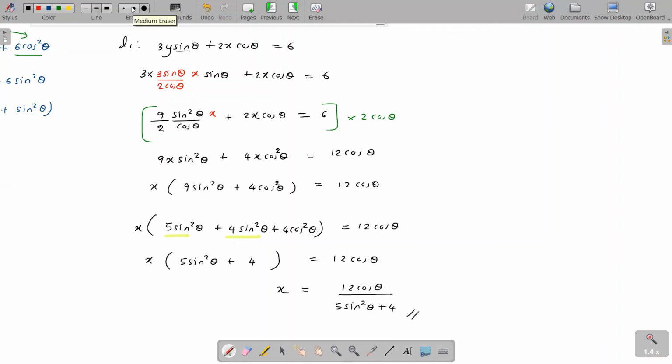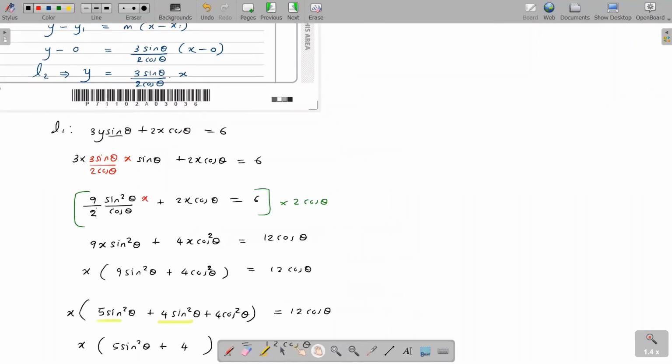Now substitute this value into the y and get the y coordinate as well, the y coordinate of Q. So even if you keep your answer for x as 12 cos theta over 9 sine square plus 4 cos square theta, at this point, even that is okay for the coordinate of Q. So here I just went for a little bit of extra simplification. But if you kept your answer as 12 cos theta over 9 sine square plus 4 cos square, that is perfectly fine. Okay, then let's get the y value.